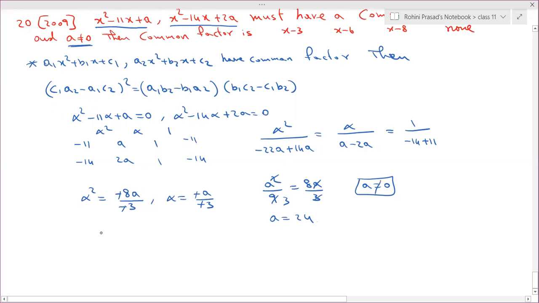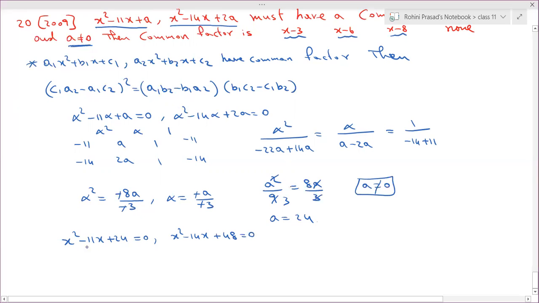So when a is equal to 24, then you get the equations: x square minus 11x plus 24 equal to 0, and x square minus 14x plus 48 equal to 0. So for the two equations, we need to find out the common root. Actually, we have options 3, 6, 8. We can verify these options. If none of them is a common root, then we can take none of these as the answer.